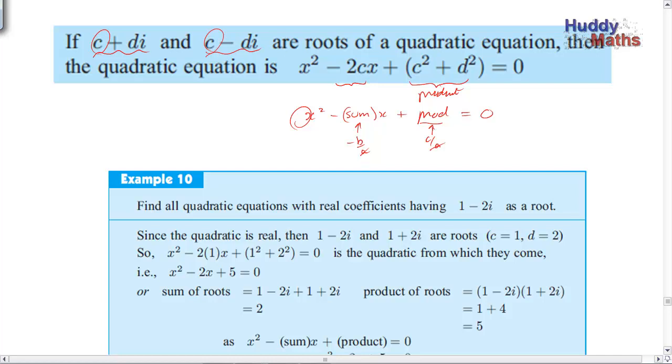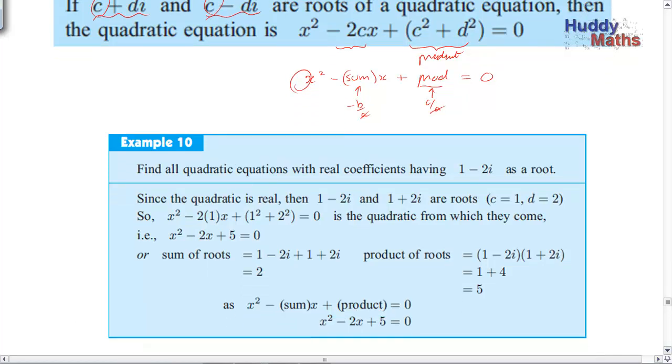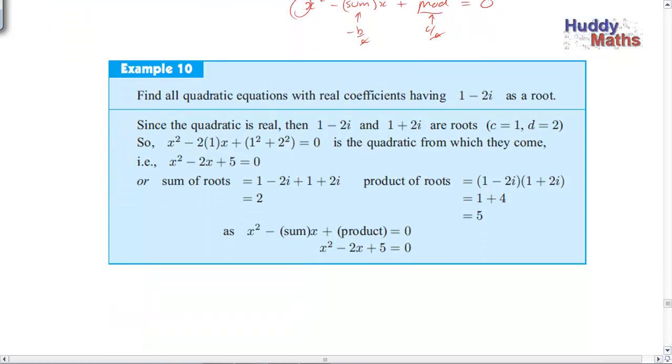Okay. Right, so you can memorise that off, but you just work it out in individual cases, I think is easier. So find all quadratic equations with real coefficients, and that is a root. Well, you know from our discussion now, if it's a real quadratic, you can't have any i's as coefficients. So you want to wipe out the i from that one with the other root.